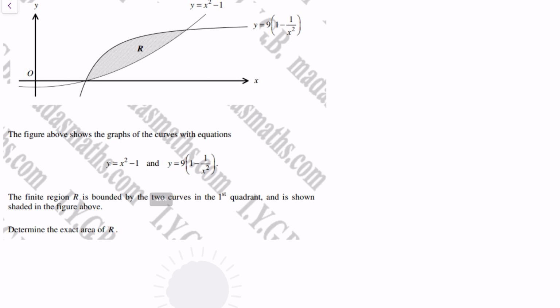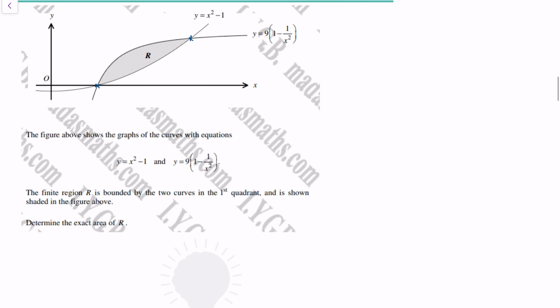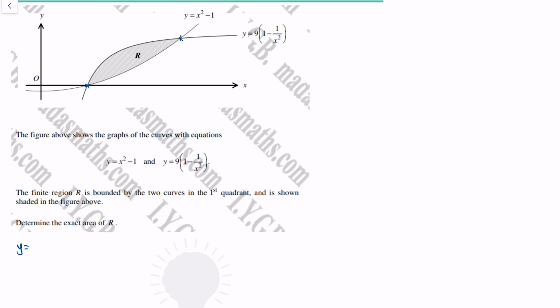So again, because it's one area under a curve to subtract another area under a curve, I need to find the two points where they intersect. So I need to solve it simultaneously. So y equals x squared minus 1 and y equals 9 times (1 minus 1 over x squared). I solve it simultaneously, I just need to equate the right-hand side.